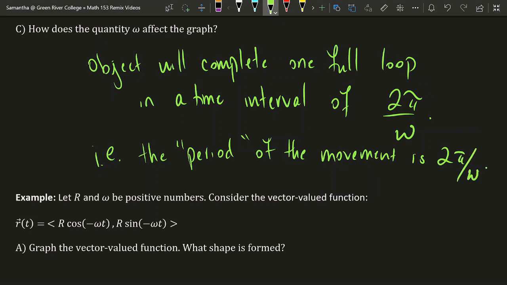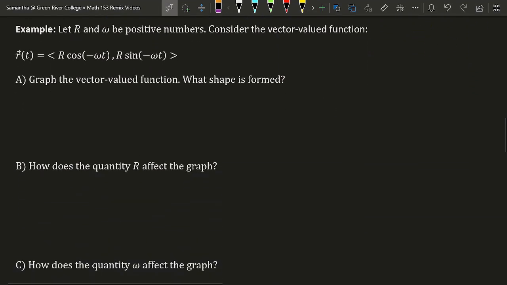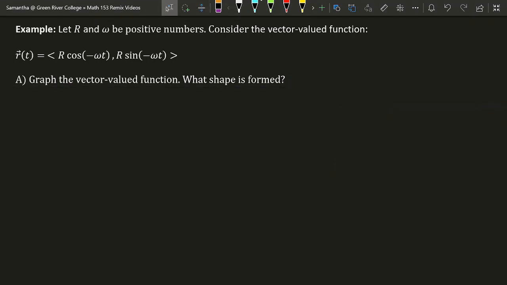Okay, now what if I change the game slightly, and instead of having positive omega inside of sine and cosine, I had negative omega inside of sine and cosine?